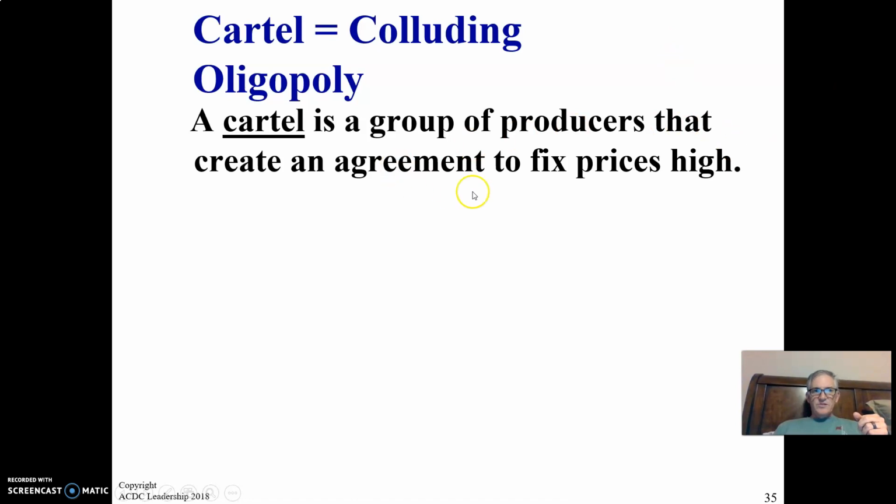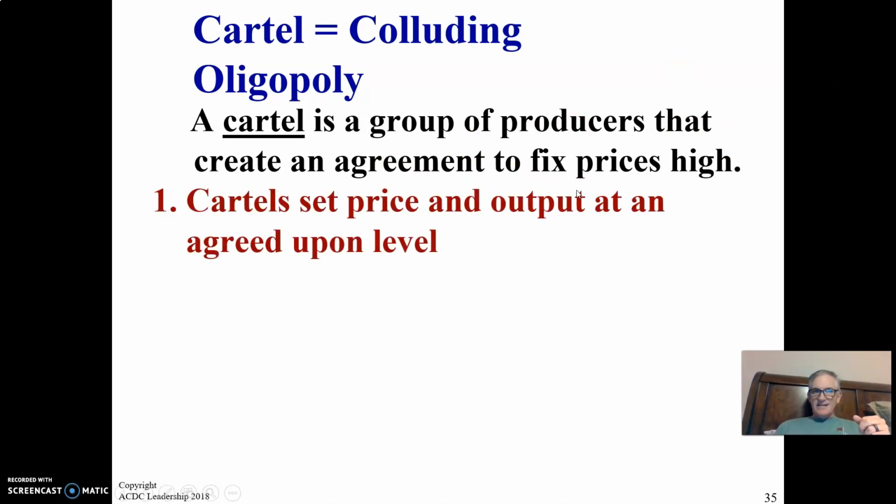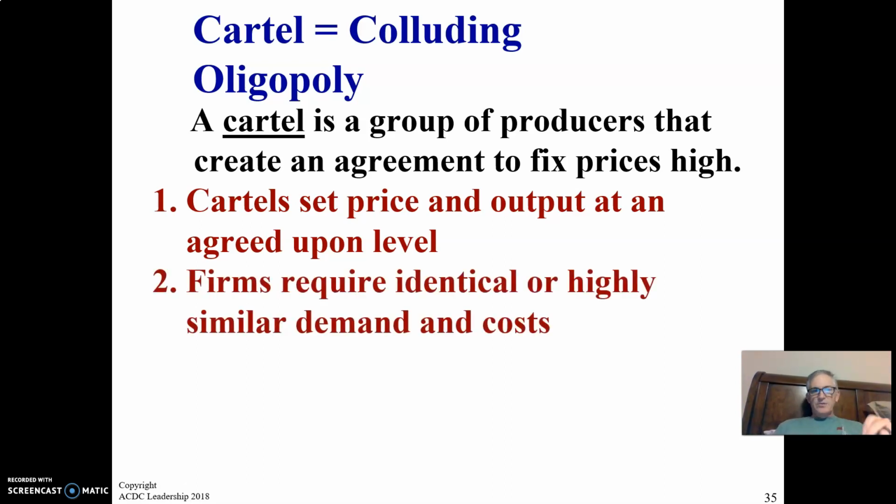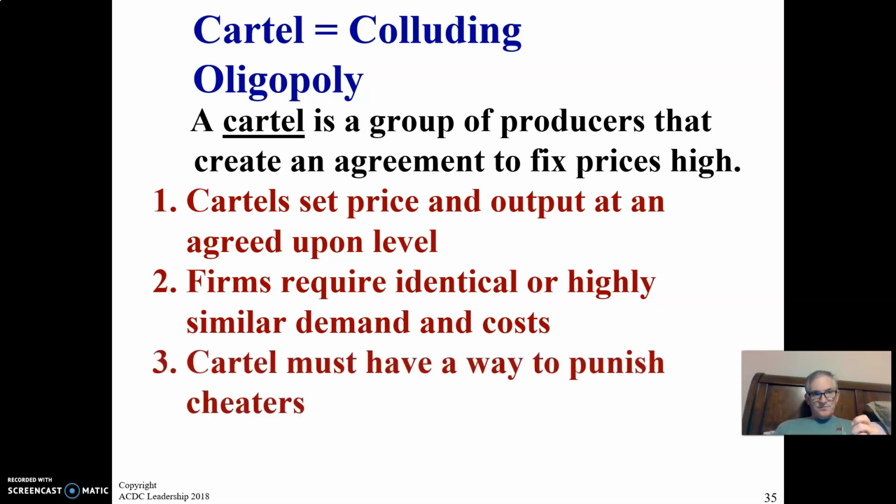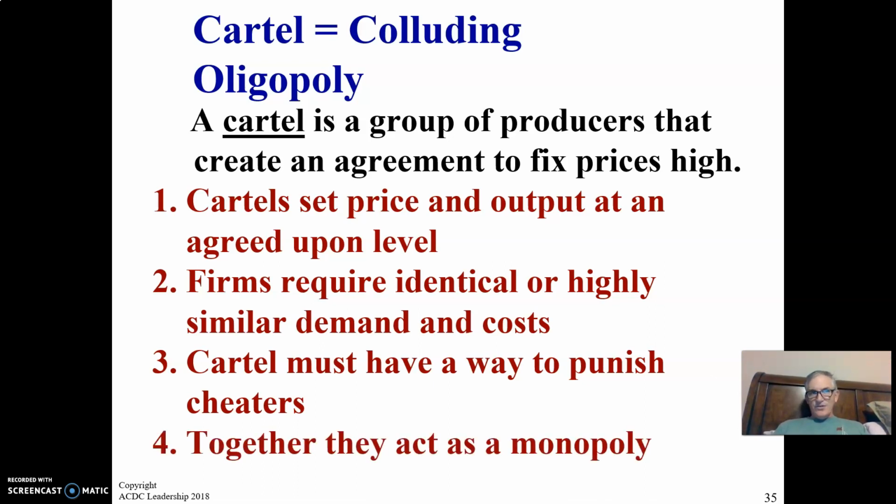A group of producers that create an agreement, they fix their prices high. They set this at an agreed upon price, an agreed upon level of output, and no one cheats on that. So obviously, you got to have identical or very, very similar product, gasoline, and you got to have a very similar cost, which is whatever they're going to pay for it. And then they got to have a way, obviously, to punish someone should someone want to cheat on the agreement.